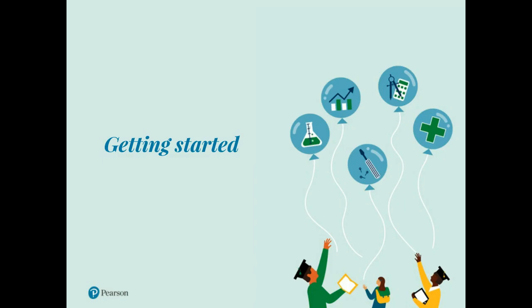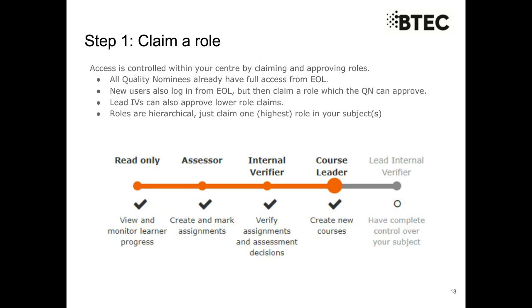So getting started, we've sort of discussed this a few moments ago, so we'll get on to the demonstration in just a few minutes. The first thing you need, once you've got an Edexcel online login, is to access the system. If you're lucky enough to be the quality nominee, then part of your Edexcel online profile will declare that, and myBTEC will pick up on that, and you will automatically have super user access to everything on myBTEC for your centre. All other lesser mortals, from the lead internal verifiers downwards, have to actually apply for a role.